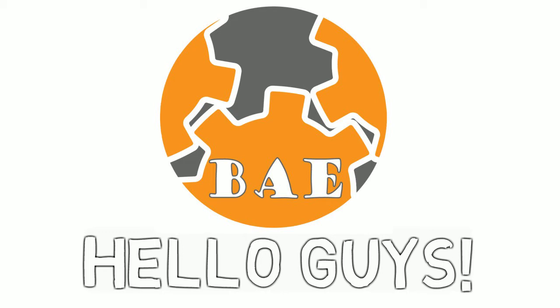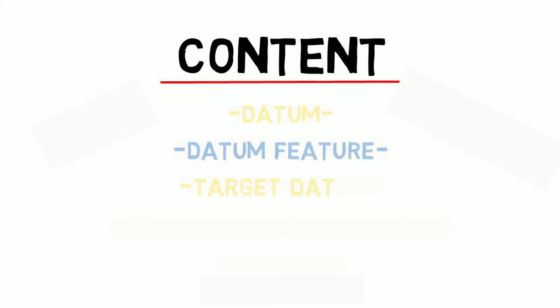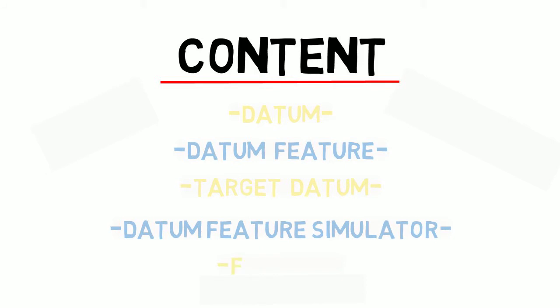Today, we are going to learn some important terms and symbols. In this video, you will understand the meaning of symbols and how to give them. This is part 1 of tutorial number 3. Let's have a look over today's content. We are going to see datum, datum feature, target datum, datum feature simulator, and feature.